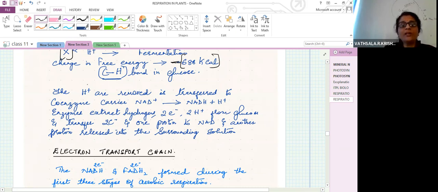Every time hydrogen is removed when the bond breaks, it's transferred. When hydrogen is removed, a proton is removed, and even the electrons are removed. The transfer of this electron takes place from one enzyme or coenzyme to another, the electron carriers, which we call the electron transport chain. This electron transport chain is what we are learning now.